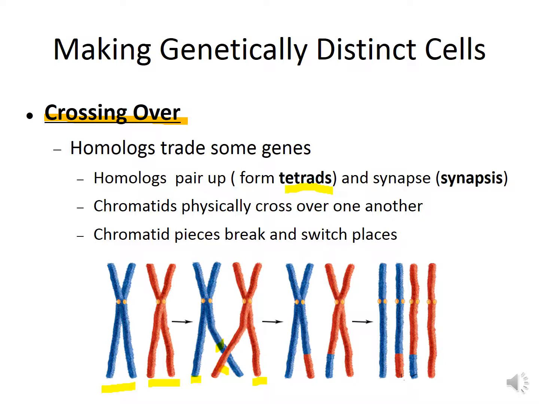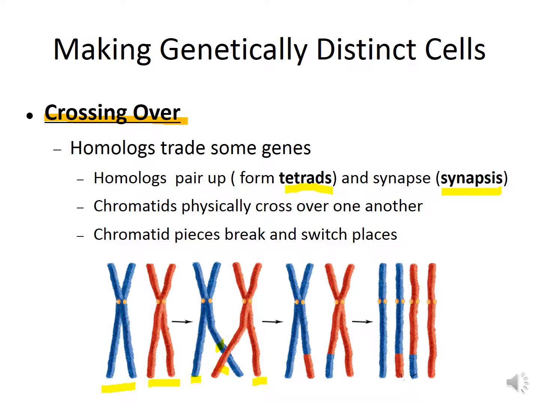There are these little protein strings that are going to tie them together. We call that synapsis. So they synapse during this process. And what's going to happen is that these chromosomes are going to overlap. They're going to overlap their arms, or they're going to overlap their legs, or both. Here they're overlapping these 2 legs.